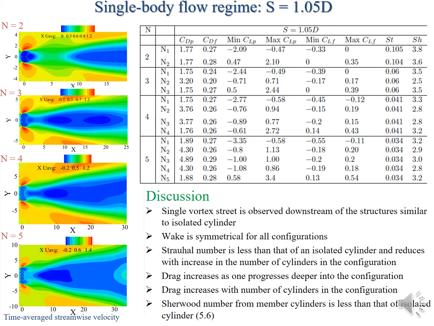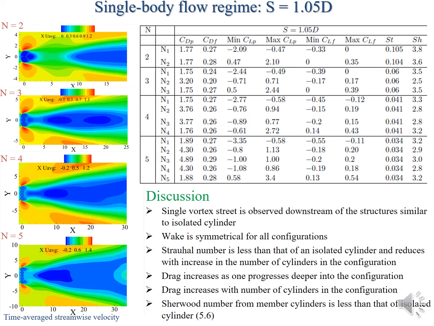In the flow structures, we find that there is a single vortex street downstream, and that single vortex street resembles that of the isolated cylinder, but with a difference in that we have base bleeding. The wake is not really attached to the cylinders, and that effect is known as wake bleeding. So the wake is symmetrical for all configurations, and if you examine the Strouhal number, you find that as you increase the number of cylinders, the Strouhal number reduces. That is an interesting finding.